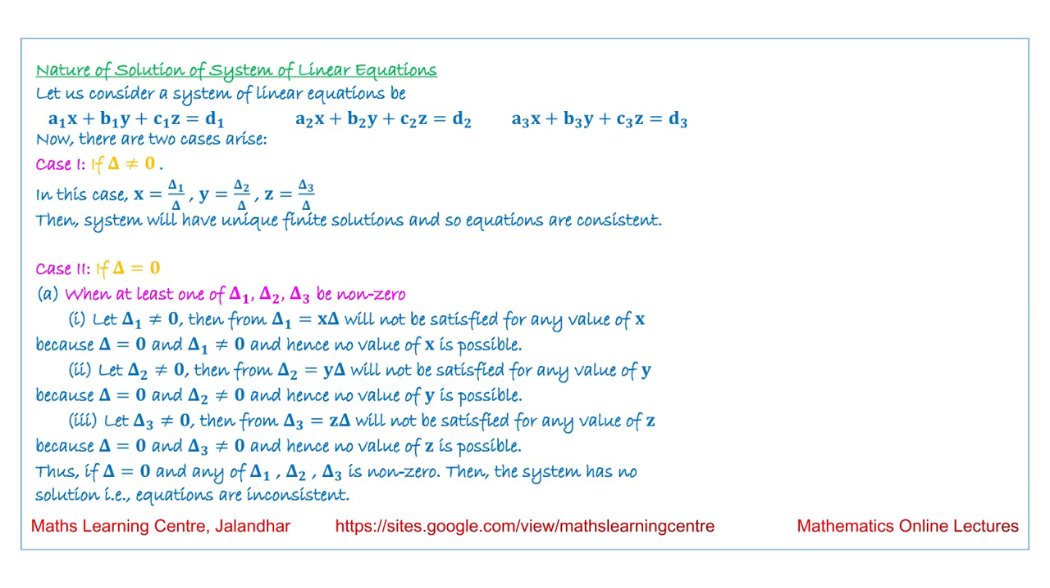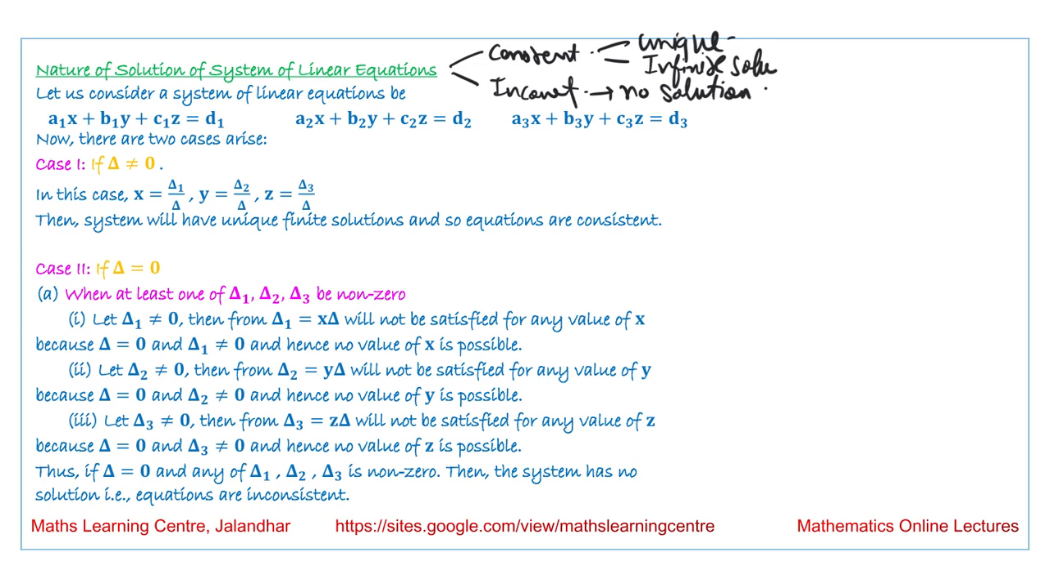Now next we have the nature of the solution of a system of linear equations. When we are talking about the nature of the solution, we have two cases. One is consistent and the second is inconsistent. Inconsistent means it has no solution, and when we are talking about consistent, it has two cases: one is the unique solution and the second is that it has infinite solutions.